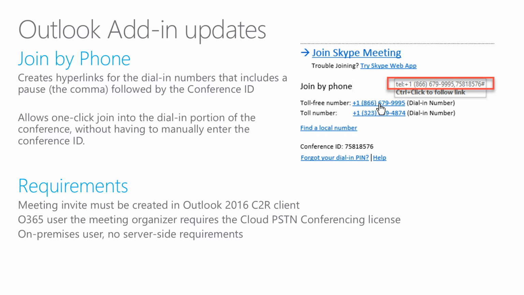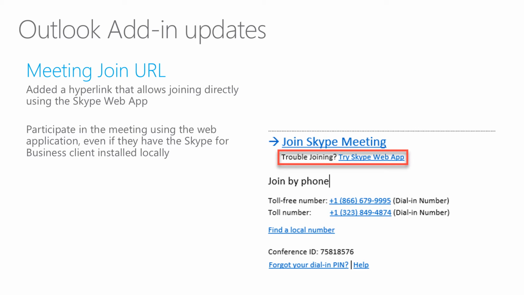It's important to note that there are requirements in order to take advantage of this update. The first is the meeting invite must be created using the Outlook 2016 Click-to-Run client. For an Office 365 user, the meeting organizer requires the cloud PSTN Conferencing license, and for an on-premises user, there are no server-side requirements. The second update is in addition to the meeting join URL. As you can see on the screen, there is now a URL that will allow a user to join via the web application. This is often useful if the user is having problems joining using the Skype for Business client.